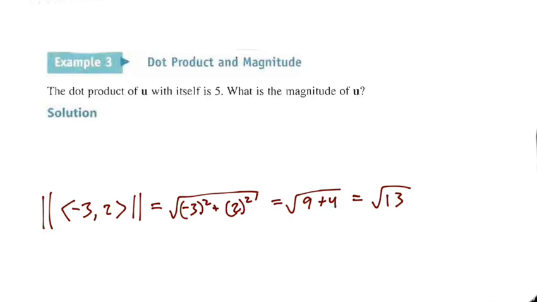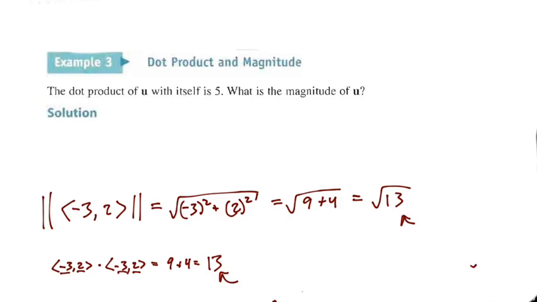That's interesting. What if I did this vector times itself, like the dot product? What would I get? Let's see, I got -3, 2. That's going to be -3 times -3, which is 9, plus 2 times 2, which is 4, equals 13. Oh, wait, so this is the dot product with itself, and this is its magnitude.